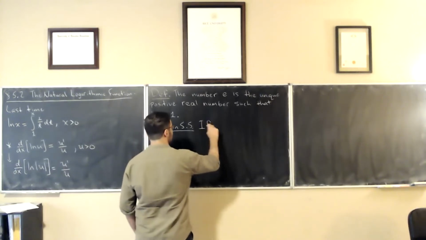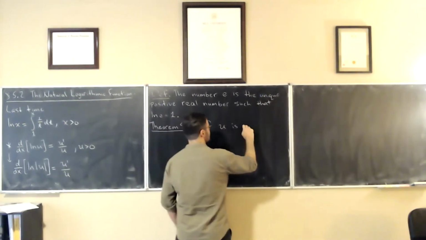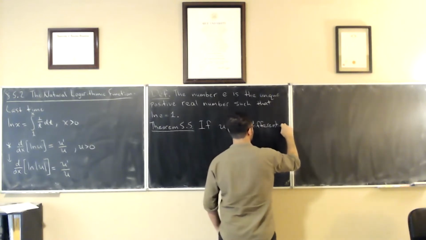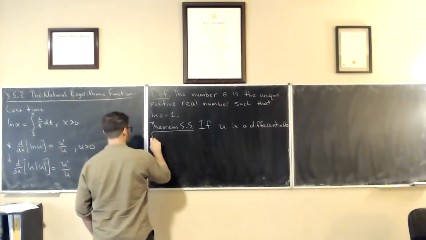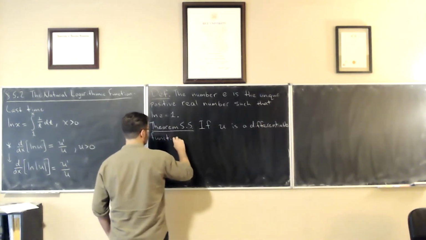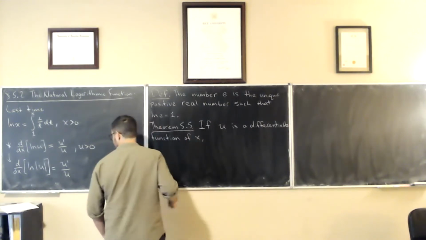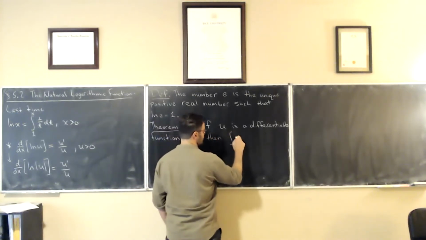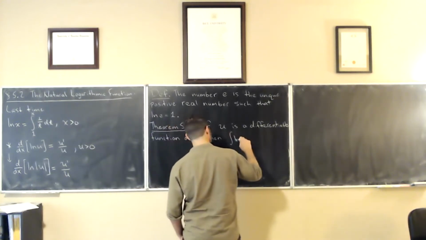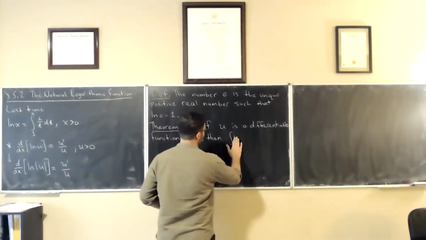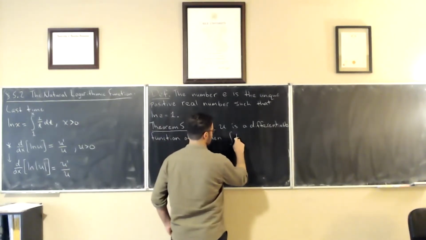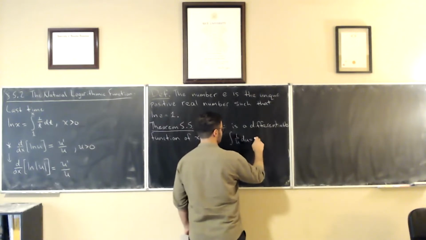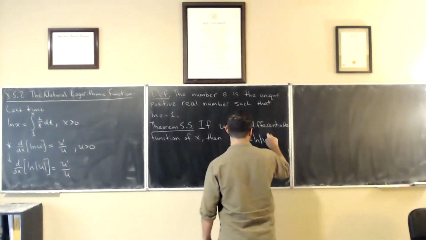This theorem states that if u is a differentiable function of x, then the antiderivative of 1 over u du is equal to the natural log of the absolute value of u plus c.